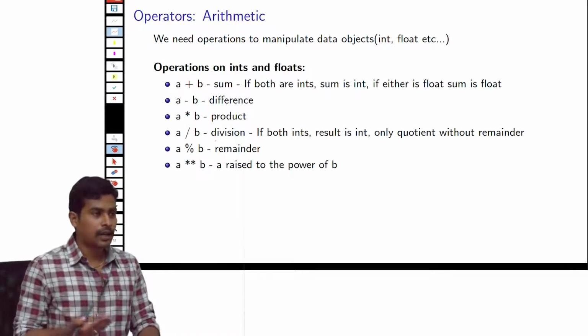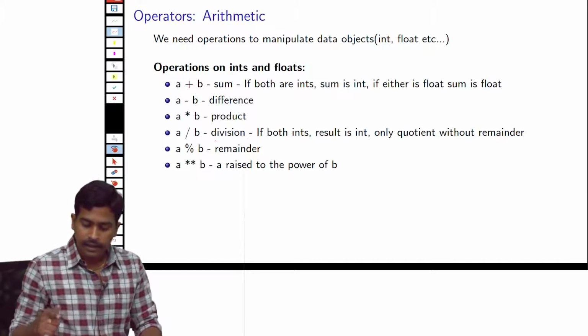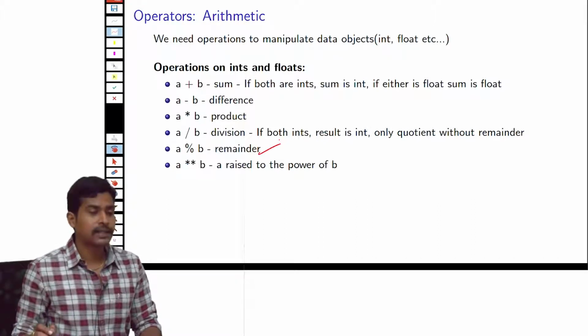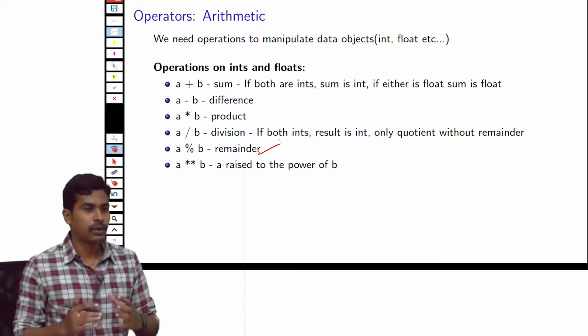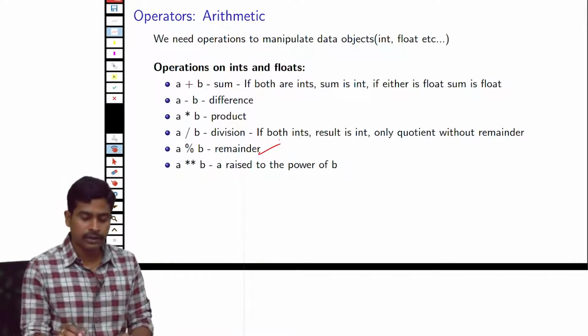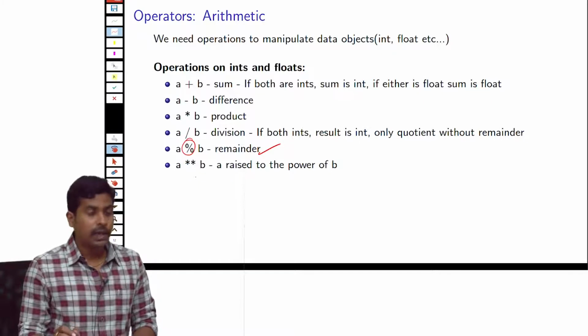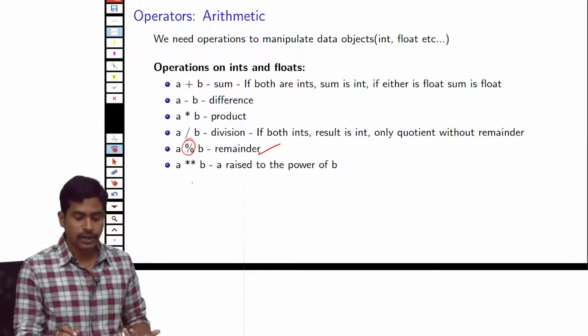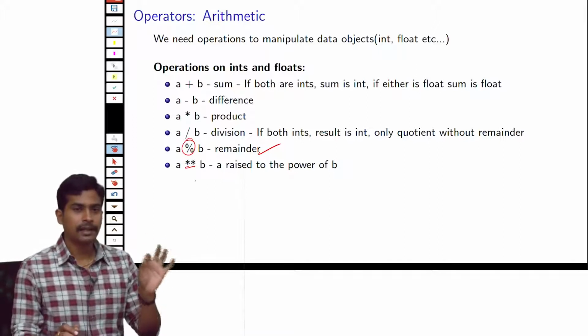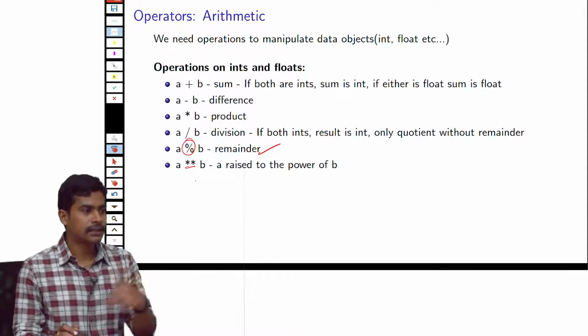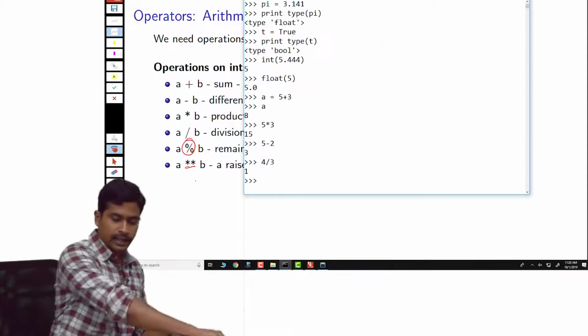There are other operations, for example the percent operation, which is a remainder operation. If you want to know the remainder when you divide a number by another number, you can use this percent symbol. And if you want to calculate the power of a number, you can use the double asterisk. A single asterisk is for multiplication and if you use 2 asterisks it's power. So let's quickly try those things.